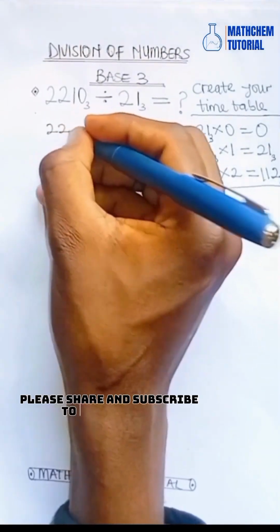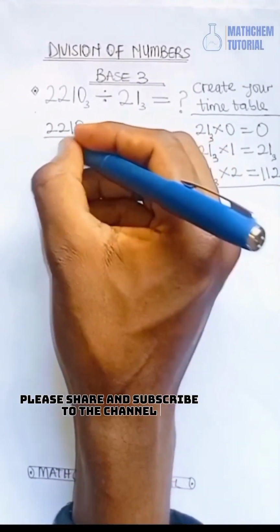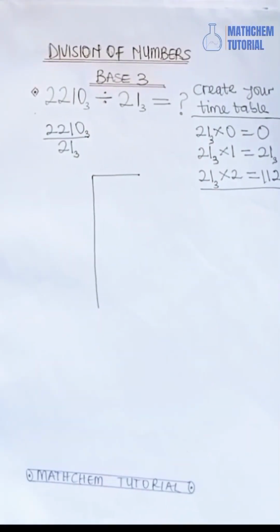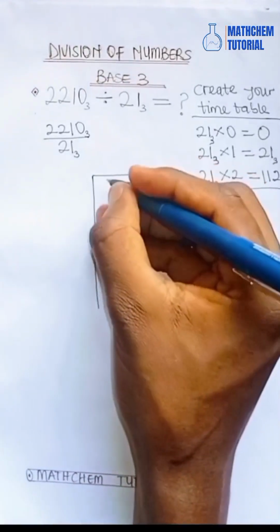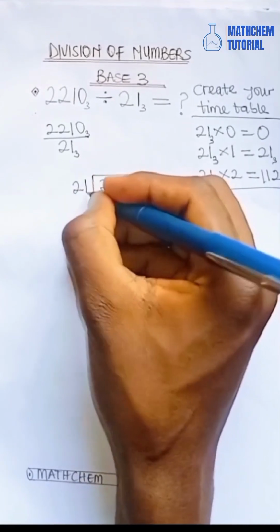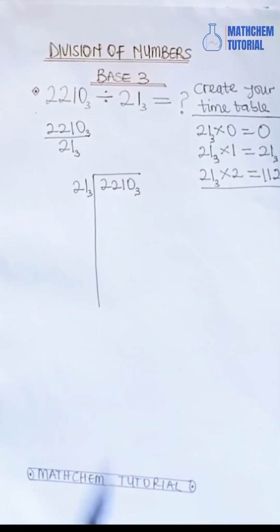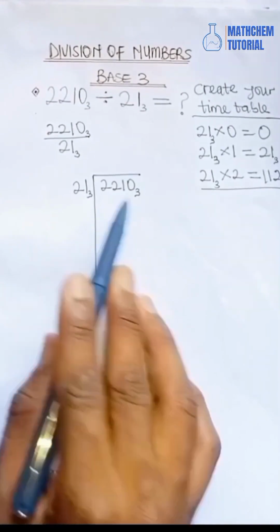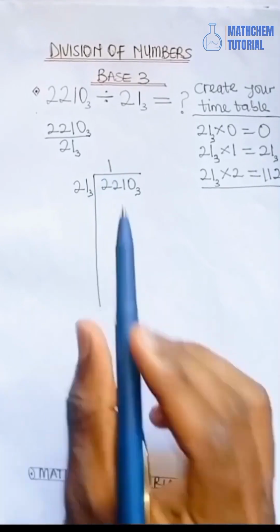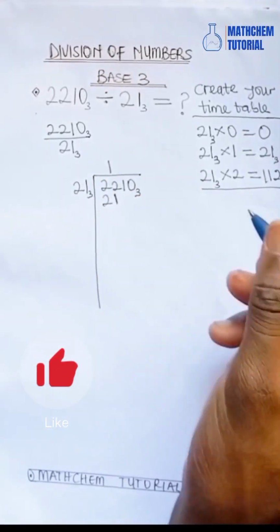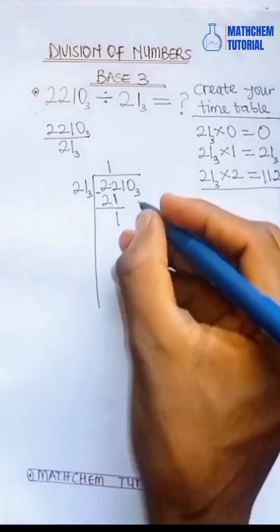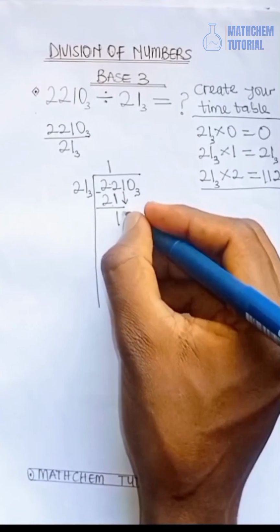Then you rule your table. Don't forget we are dividing 2210 base 3 by 21 base 3. The numerator is going to be in, while the denominator is going to be out. So 2210 base 3 will be in, while 21 base 3 will be out. Now how many 21 can we see in 22? 1, from your table. Then 21 times 1 is 21. Then you subtract, 22 minus 21 gives us 1. Bring down the next digit, which is 1.